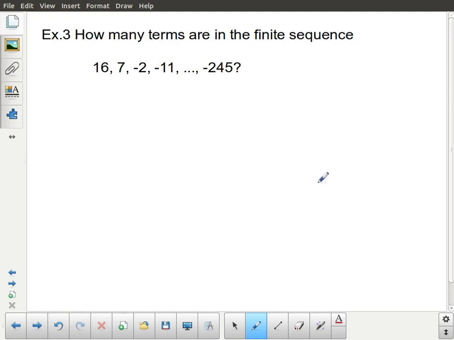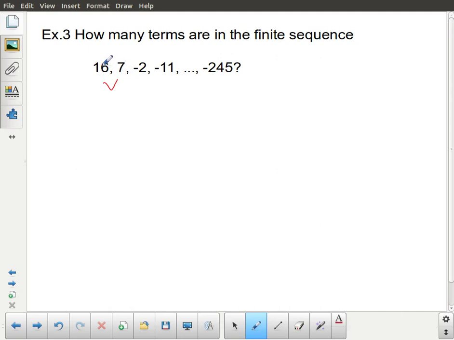Now, here's a variation on that. We're still going to make use of what we just learned, but now we're going to apply it because this looks a little bit different. This one is saying how many terms are there in this particular sequence. First of all, let's just establish that this is actually an arithmetic sequence. So what are my differences? What are my first differences here?